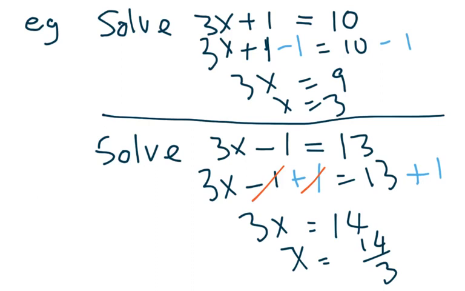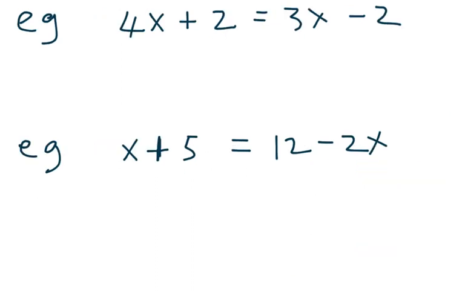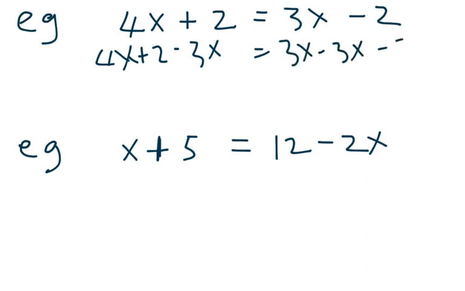Okay, let's move on to the next batch. So 4x + 2 = 3x - 2. Again, I want to get all my x's onto one side and all my other numbers on the other side, so all my unknowns on one side. So I'm going to subtract 3x from both sides. I'm going to get 4x + 2 - 3x = 3x - 3x - 2. I subtracted 3x from this side because I want this to go to 0. And then I'm left with 4x take away 3x is 1x.